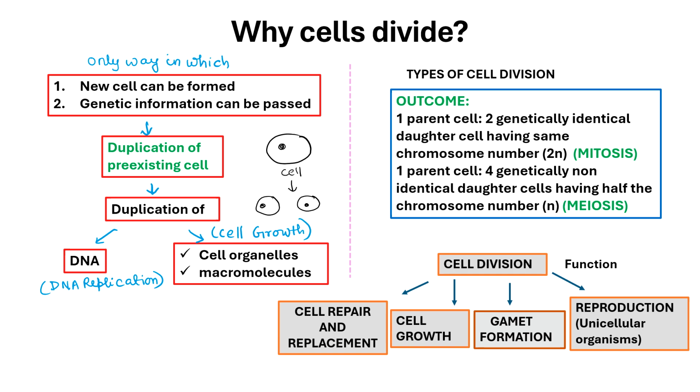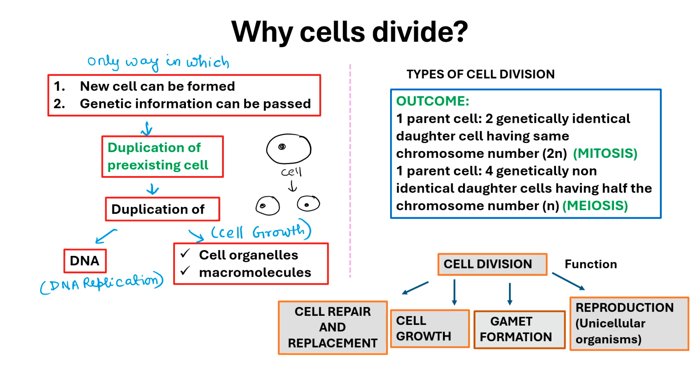Now by duplication, I mean there will be duplication of the genetic material, right? As well as whatever organelles and macromolecules are there, that has to be also multiplied or duplicated so that it can be passed on to the progeny in equal proportion. Is that clear? So cell division means duplication of the pre-existing cell, and it means DNA replication plus cell growth, ultimately leading to the synthesis of new daughter cells, right?